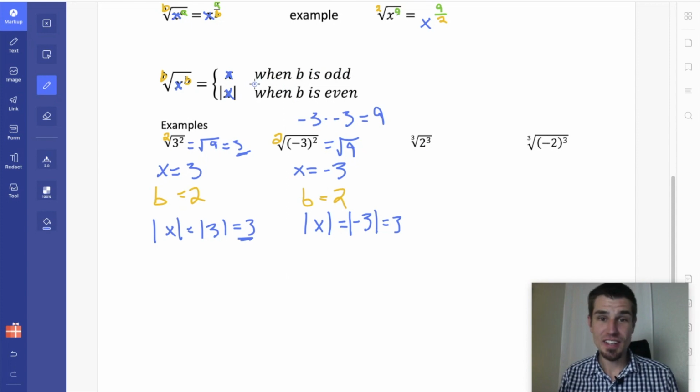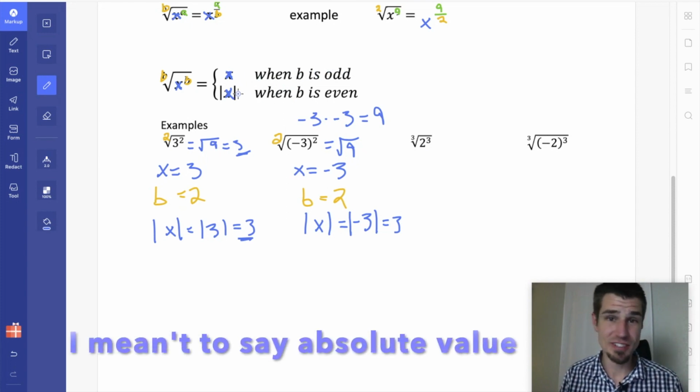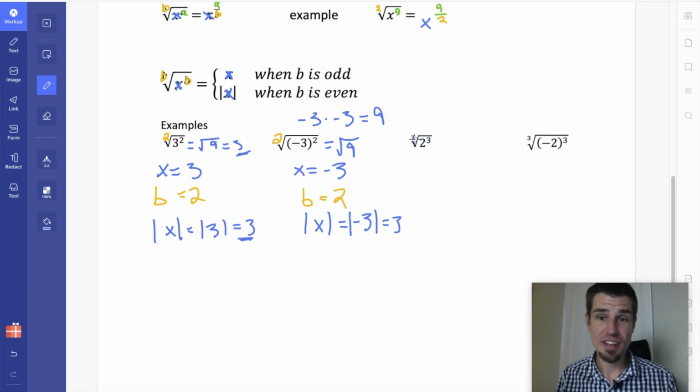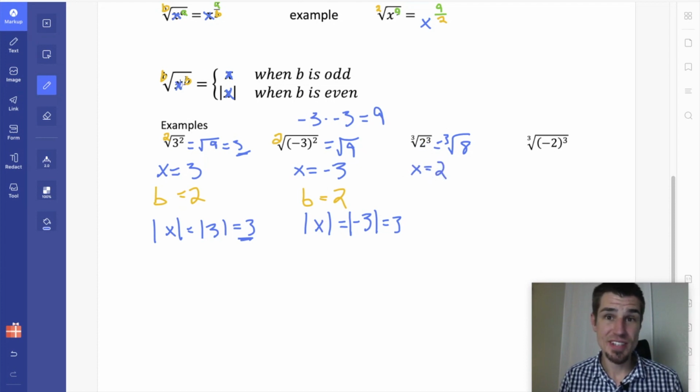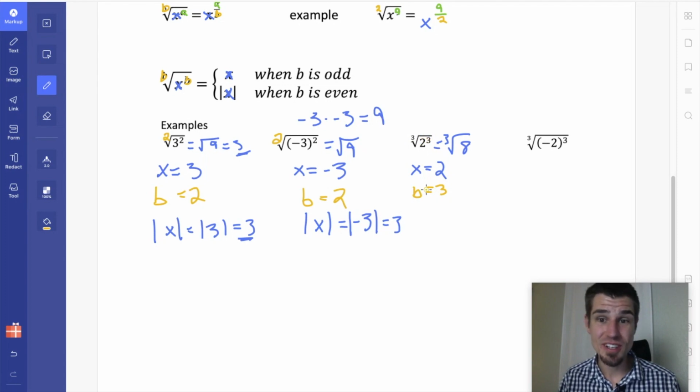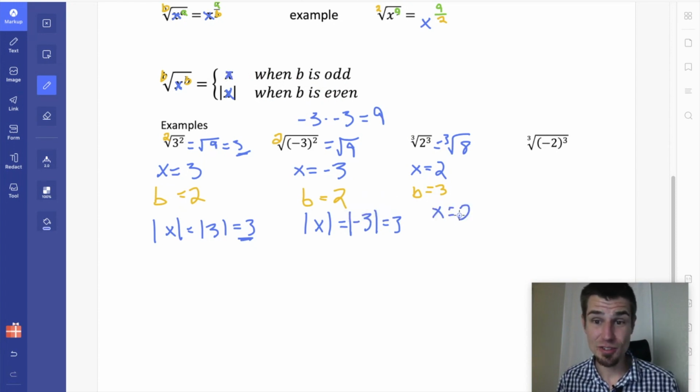Now, if it's odd, it gets a little more straightforward. You don't ever have to deal with these crazy absolute values. So if we had the cubed root of 2 cubed, realize this is just the cubed root of 8 because 2 to the third power is 8. What is x? Well, x is 2. 2 is the base. The base is x. What is b? B is 3. See, our index is a 3. Our exponent here is a 3. B is 3. Because b is odd, our answer is just whatever x is. So our x is 2. 2 is the cubed root of 8.